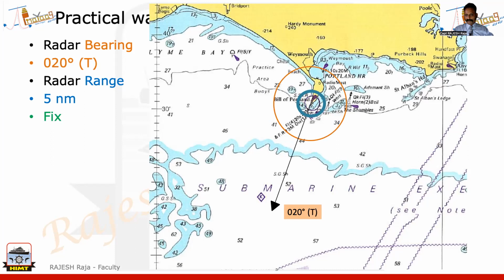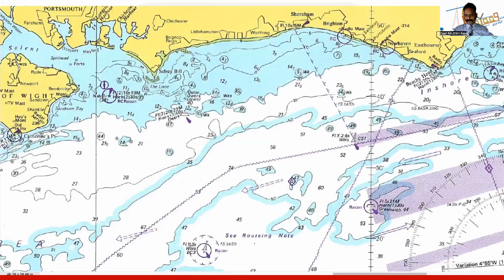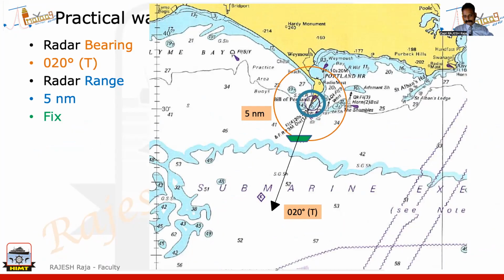So I have done both the range and the bearing at the same time now. Wherever it intersects, that becomes my fix. I'm sorry, that becomes my fix. So this is your actual position of your vessel. This is how, practically, you take a radar range and bearing and transfer it to the chart.